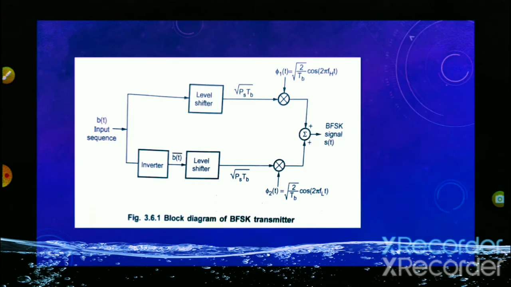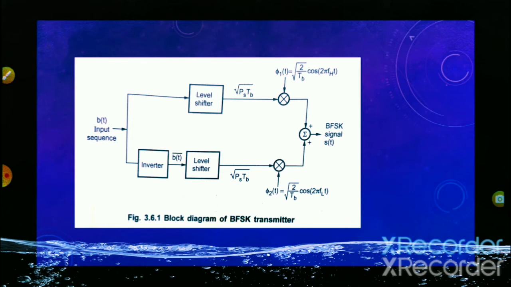Block diagram of BFSK. The figure shows binary frequency shift keying. The block diagram of BFSK is shown. Here we have the input bit sequence, inverter, level shifter, then square root of PS TB, then phi 1 of t equal to square root of 2 divided by TB cos of 2 pi FH t, and phi 2 of t equal to square root of 2 divided by TB cos of 2 pi FL t.